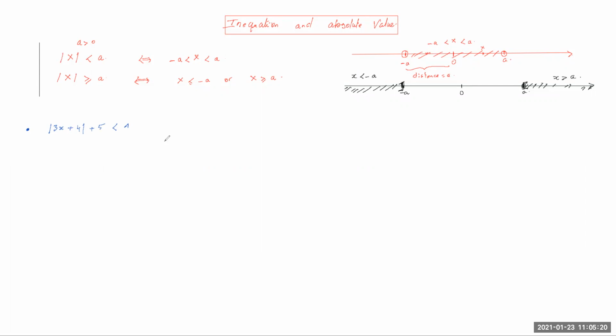Let's eliminate the constant. If I eliminate the constant, I will get the absolute value of 3x plus 4 less than 1 minus 5, which is minus 4. But then I have something positive strictly less than minus 4, which is impossible. We cannot have that, so there is no solution.